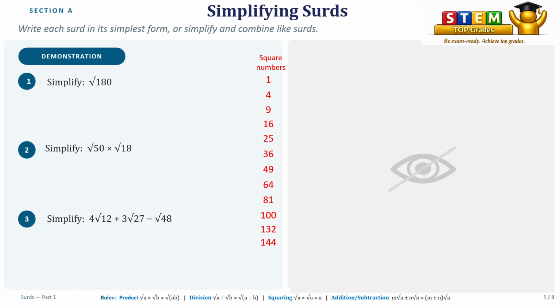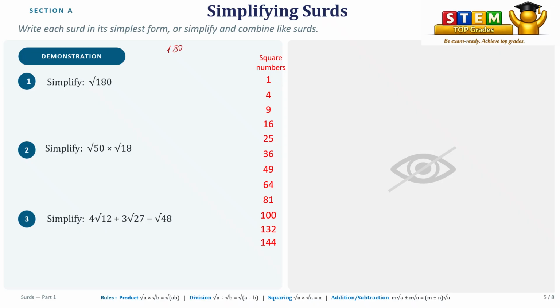In section A, we are simplifying surds. Now, to make things easy, I've put this list of square numbers in increasing order. Now, we're going to be using this when we're going to be doing the simplification of surds. Now, in this case, we got to take the square root of 180.